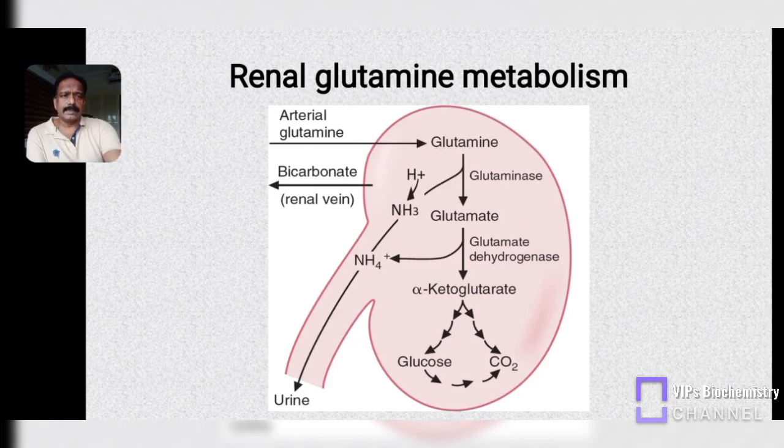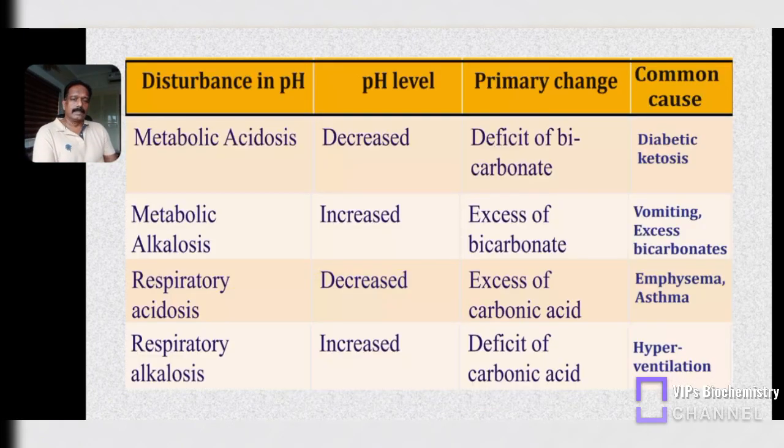Now let us examine some of these conditions. This is acidosis and alkalosis, some disturbance in pH level. The normal H2CO3 to HCO3 ratio will sometimes be upset, giving rise to acidosis and alkalosis. The first two, metabolic acidosis and metabolic alkalosis, are concerned with the level of bicarbonate ion, and the next two, respiratory acidosis and respiratory alkalosis, are concerned with the level of carbonic acid and carbon dioxide.